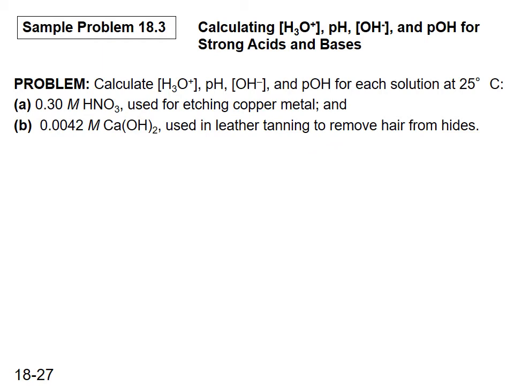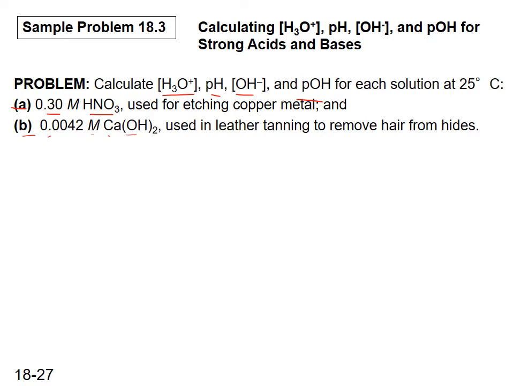Sample problem 18.3. Calculate hydrogen ion concentration, pH, hydroxide ion concentration, and pOH for each of the following solutions. A, 0.3 molarity nitric acid, and B, 0.0042 molarity of calcium hydroxide.